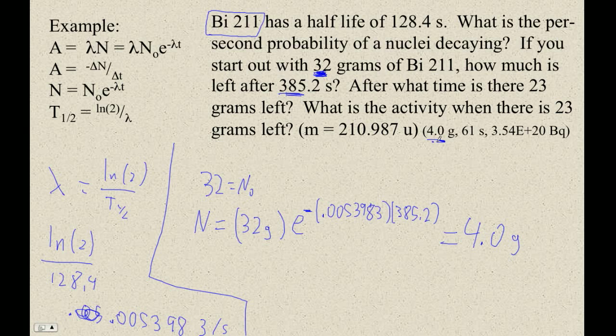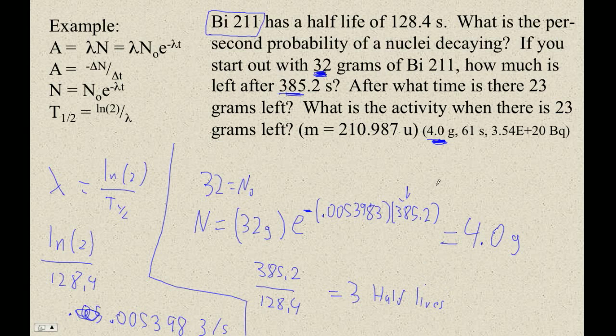Okay, so there's my first answer. I've got 4 grams. And then the question is, of course, why is it exactly 4 grams? That could be a question, right? And of course, the answer is that 385.2 divided by 128.4, right? This is an integer number of half-lives. Whoops, I multiplied them, by the way. That's not an integer. Okay, that's exactly 3 half-lives, right? So you would expect there to be 1/8 of what you had left.